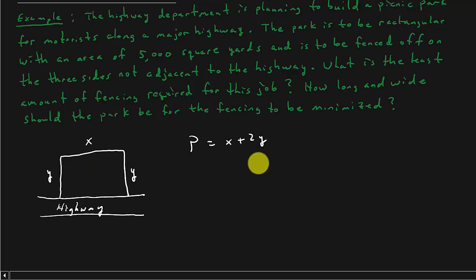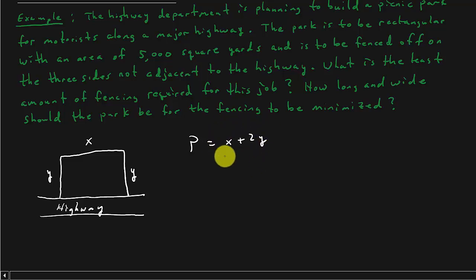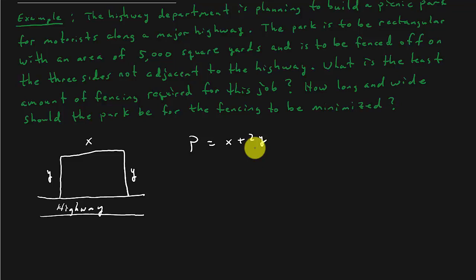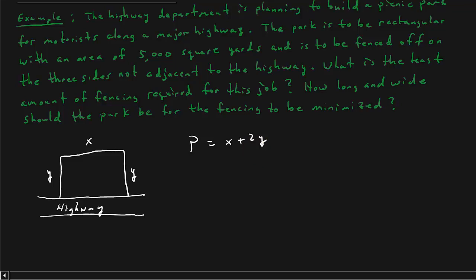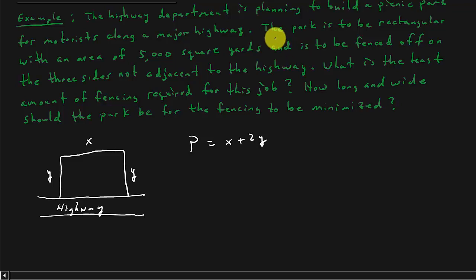Now, notice what we have here is a function in terms of X and Y. Well, the whole point of this is we want to get it all in terms of one variable. So they have to give us some more information so we can get it all in terms of one variable. So let's look back in the problem and see what they tell us. It says the park is to be rectangular with an area of 5,000 square meters. So we know we want the area to be 5,000.